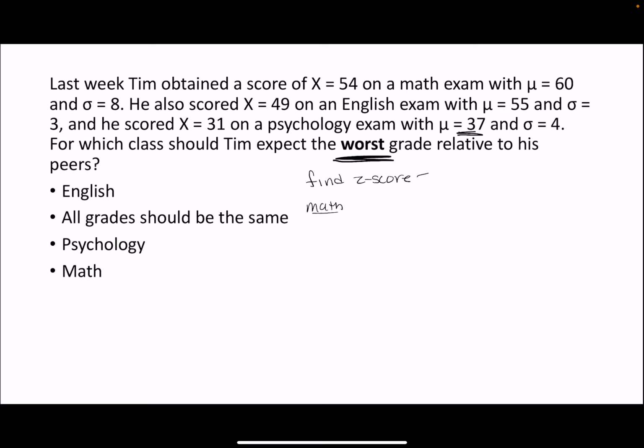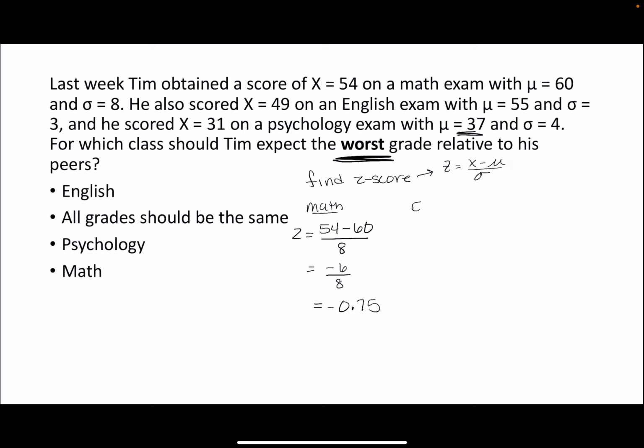Again, remember that the z-score is x minus the mean divided by the standard deviation. So for the math, that's going to be 54 minus 60 divided by 8. So this is going to be negative 6 over 8, or in z-score terms, negative 0.75. Remember, when we talk about z-scores, if we do have to round, we always round to 2 decimal places.